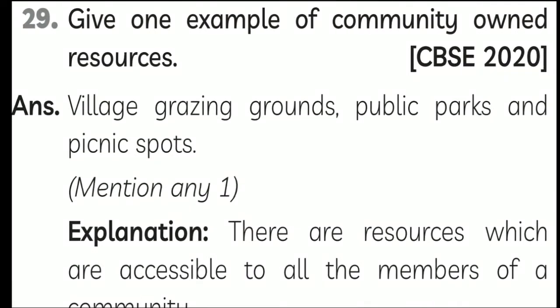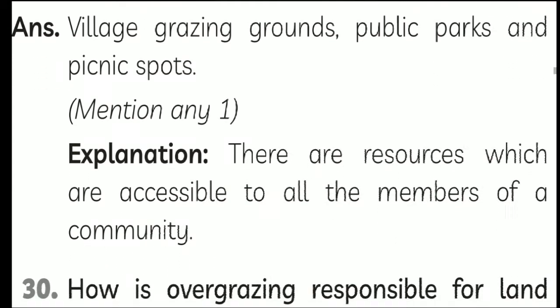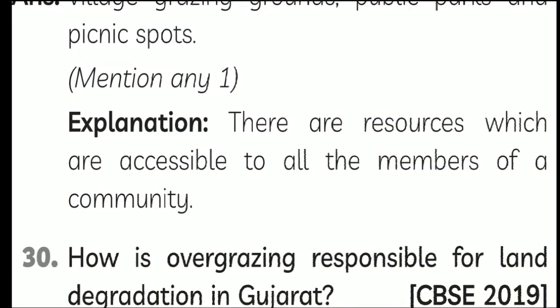Now the next question is: give an example of community owned resources. Answer: village grazing grounds, public parks and picnic spots. The explanation of this question is that there are resources which are accessible to all the members of a community.